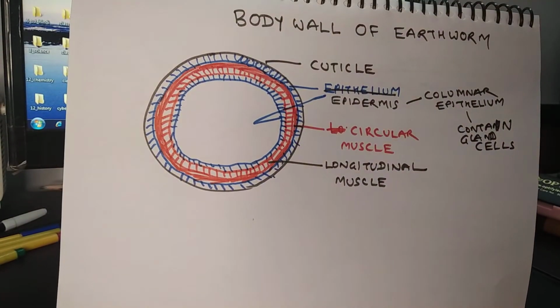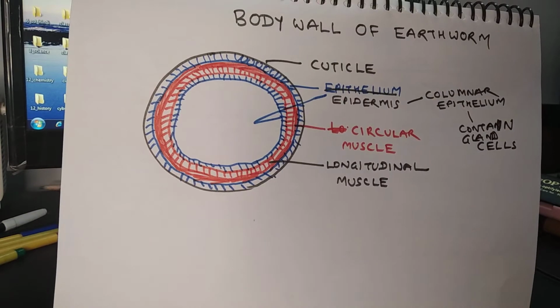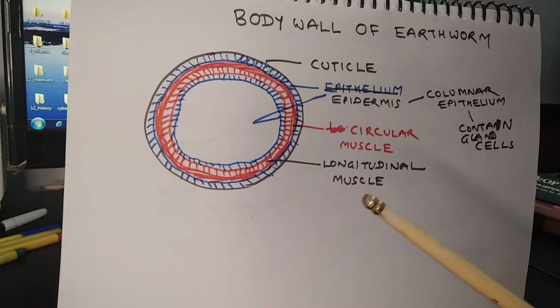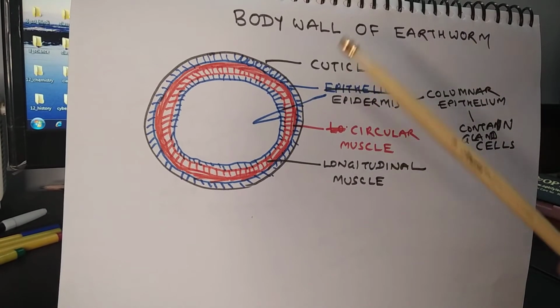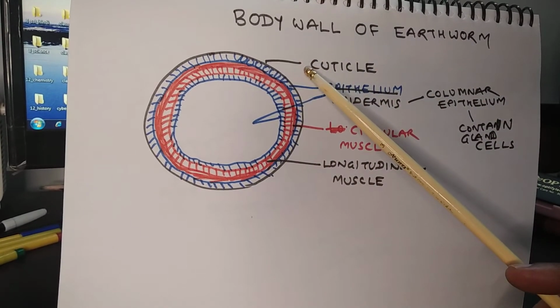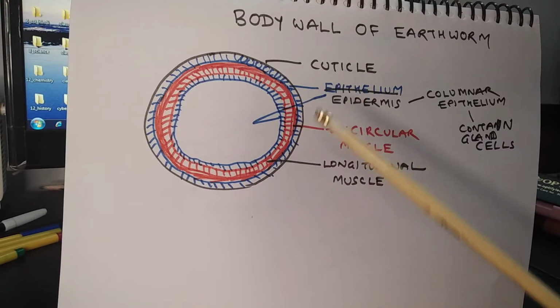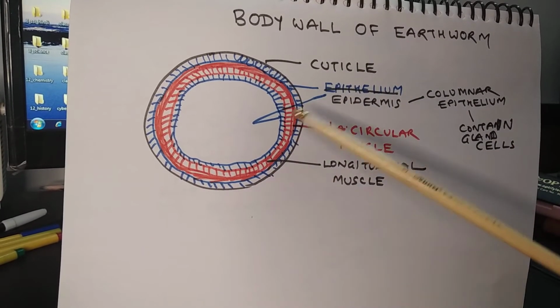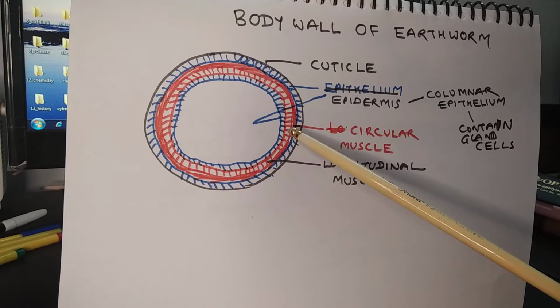Now, let us see the anatomy of earthworm. This is the transverse section of body wall of earthworm. The outermost layer is composed of cuticle, which does not have cells. This is followed by epidermis, which has cells, and the epidermis is followed by two layers of muscles.